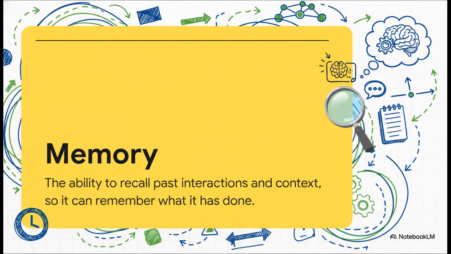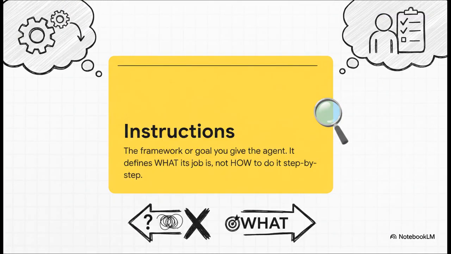Next is memory. You know that feeling when you're talking to someone and you have to repeat yourself over and over? That's an agent without memory. Memory gives the agent context. It lets it remember what happened 5 seconds ago or in your last conversation. So it's not starting from zero every single time. It's absolutely crucial.